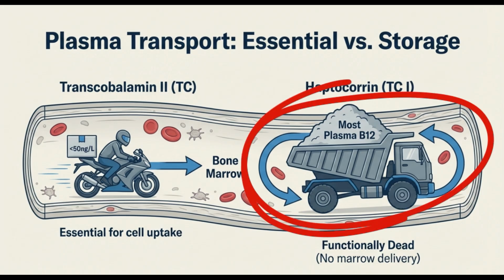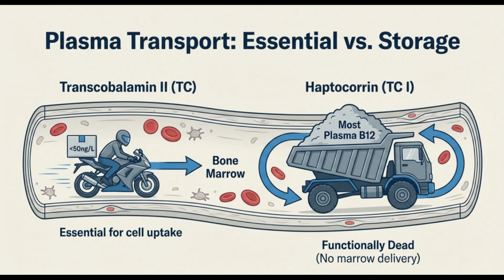Think of haptocorrin as a giant dump truck. It carries most of the B12, like 80% of it, but it's just for storage. It doesn't actually deliver its cargo to the bone marrow where it's needed. It's functionally inert. The real hero of the story is Transcobalamin 2.